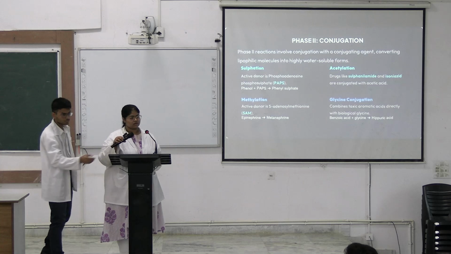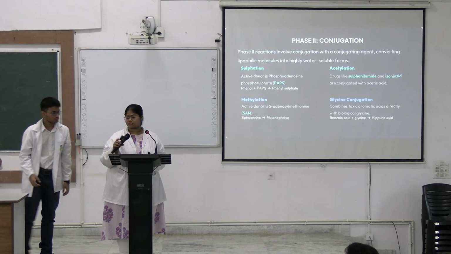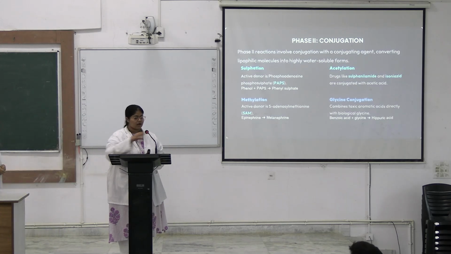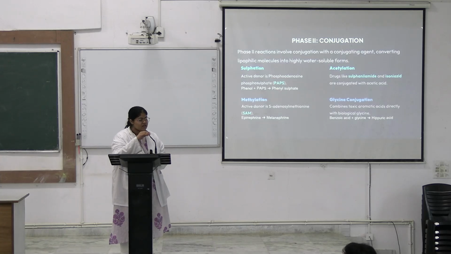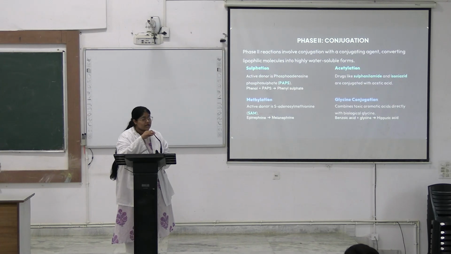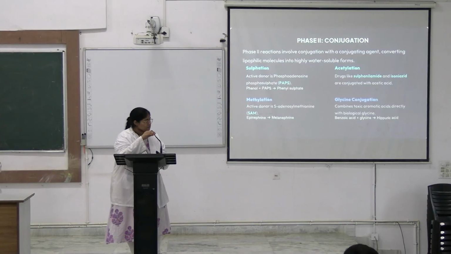In methylation, the active donor is S-adenosyl methionine, which converts epinephrine to metanephrine. And the next is acetylation. The drugs like sulfanilamide and isoniazid are conjugated with acetic acid. The next is glycine conjugation. Combines toxic aromatic acids directly with biological glycine. Benzoic acid with glycine forms hippuric acid.